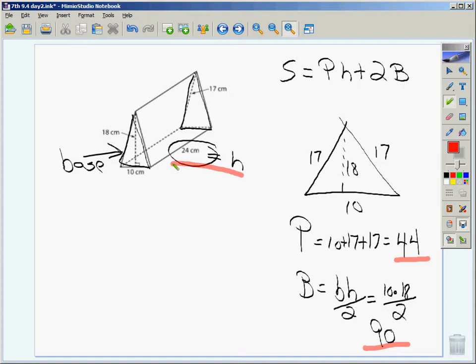Notice, what do I have? I have the height, I have the perimeter, and I have the base. All I have left to do is plug them back into the formula. S equals 44 times 24 plus 2 times 90. Somebody's got to do this first number for me because that one I'm not doing in my head. 44 times 24. 1,056.